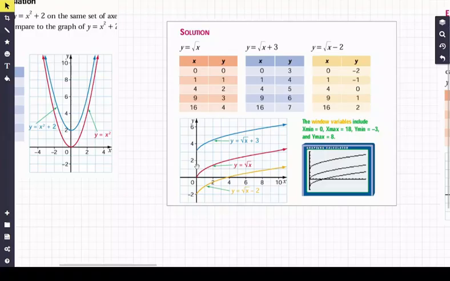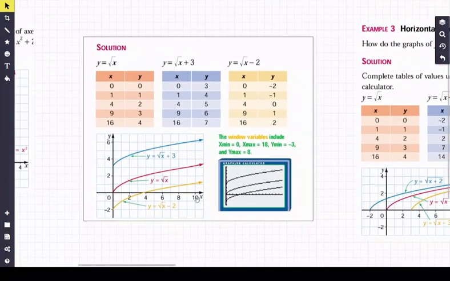Now we have y equals square root of x plus 3, so it moved 3 units up. Counting 1, 2, 3, the starting point is now 0, 3. It moved 3 units up. And here it moved 2 units down, so now it's 0, negative 1, negative 2. So that is pretty much it.